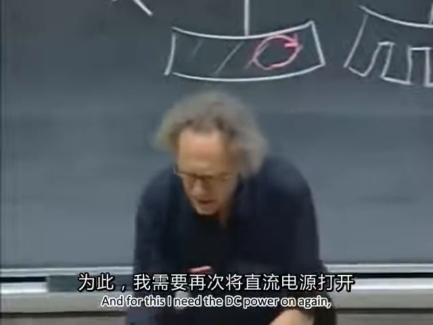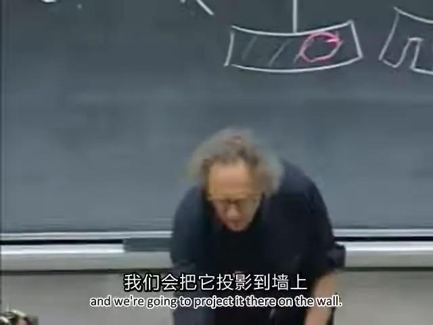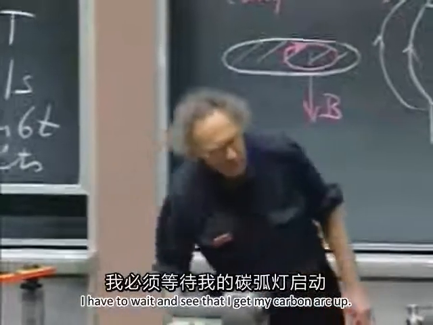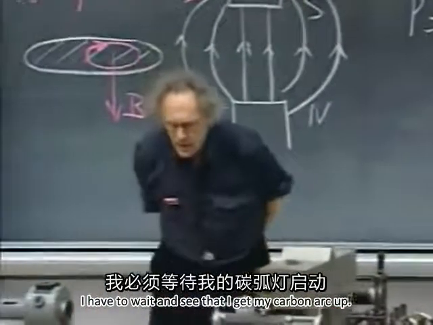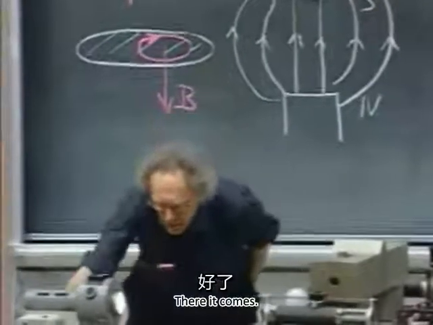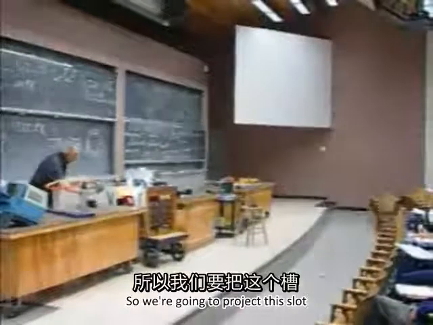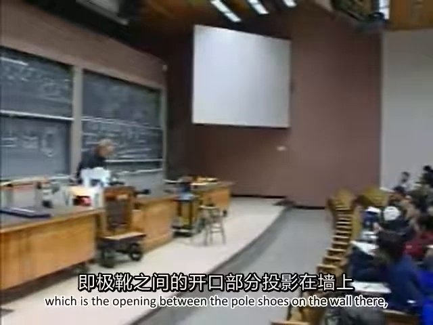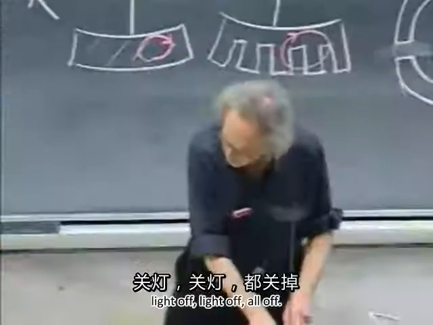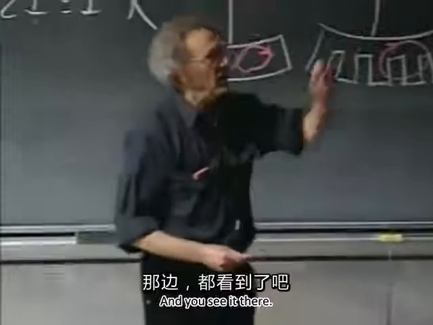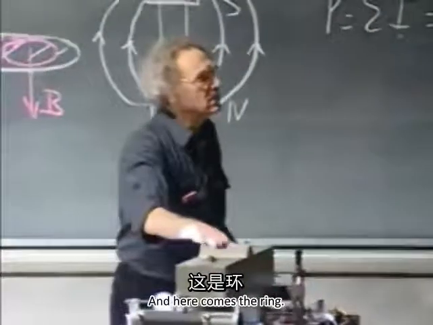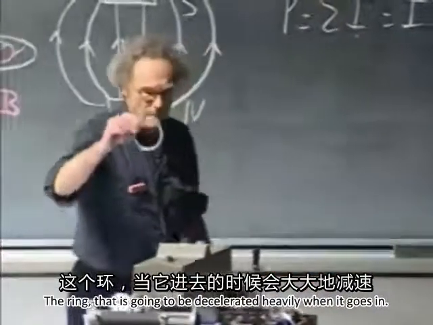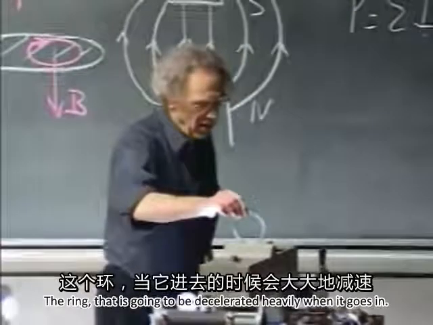And for this, I need the DC power on again. And we're going to project it there on the wall. I have to wait and see that I get my carbon arc up. There it comes. So we're going to project this slot, which is the opening between the pole shoes, on the wall there. Light off, all off. And you see it there. This is that magnet. And here comes the ring. The ring that is going to be decelerated heavily when it goes in.